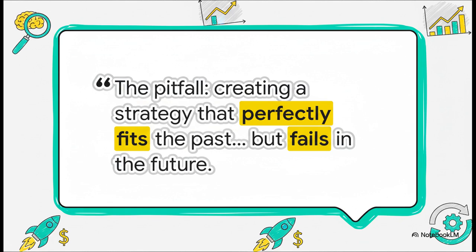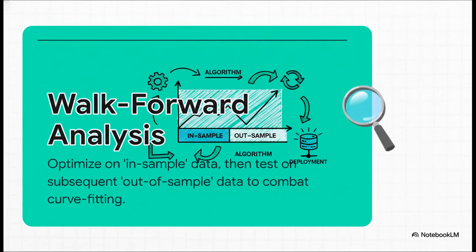And a strategy that's built on noise is absolutely guaranteed to fall apart in the future. So how do we avoid that trap? Well, the professional solution is called walk-forward analysis. What you do is you optimize your strategy on one chunk of historical data, say 2010 to 2012. And then you test those perfect settings on the next chunk of data that the system has never seen before, like 2013. You just keep repeating this process, walking forward through time. It's a brilliant way to see if your strategy is genuinely robust or if it was just a historical fluke.